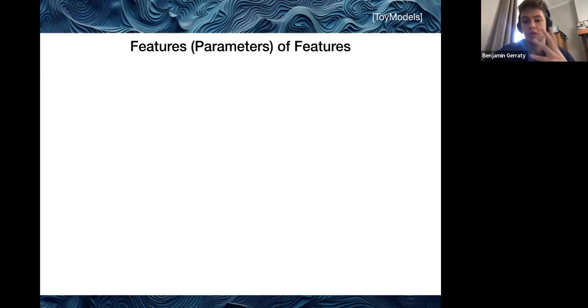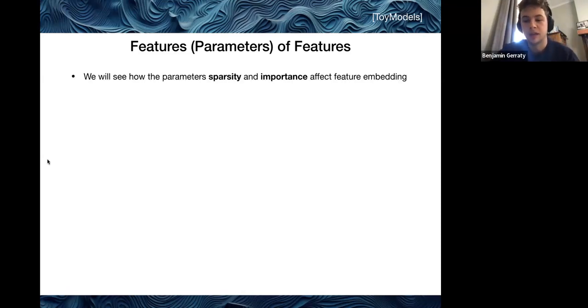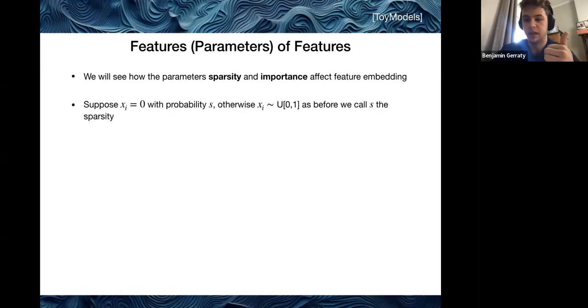Okay, so to see what happens here, we're going to look at some hyperparameters to play around with, to see how well this model does at taking these n features, collapsing them down into m-dimensional space, and then trying to recover them at the end. We're going to look at two parameters today called sparsity and importance. Sparsity is just how sparse your n-dimensional vector is. Each feature x_i in the vector will be 0 with probability s. If that's not the case, then with probability 1 minus s, it's sampled from the uniform distribution as before. We're going to call s the sparsity.